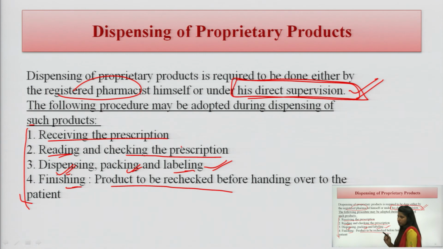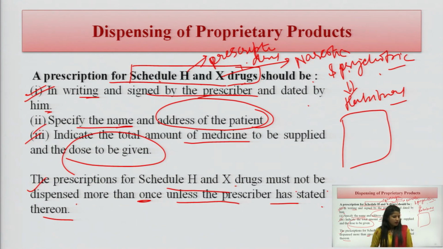Finishing should be there, but before finishing it is very important to recheck all the products with their names, with the labels or the expiry date. Yes. Then there is another criteria which we call schedule H and X drugs. I told you in the previous session how they are different from any of the other categories.